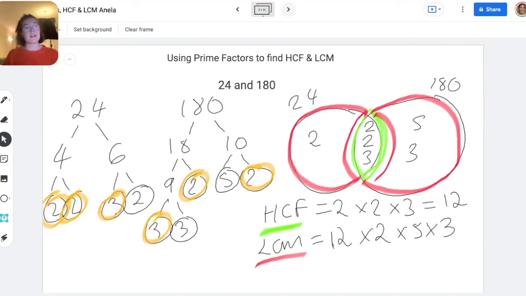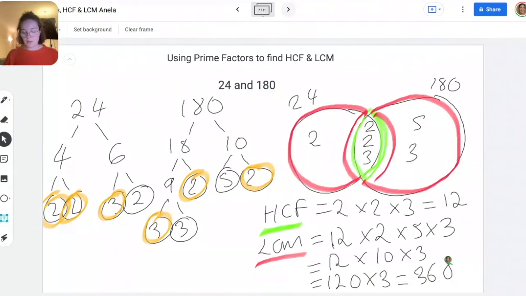So I always try and split these up in the easiest way. So we've got 12 and we know that 2 times 5 is 10. So 12 times 10 times 3. So then it's always really easy to times things by 10. So 12 times 10 is 120 times by 3. And 120 times by 3 is 360. So the lowest common multiple is 360.